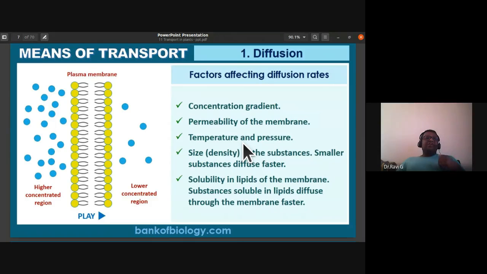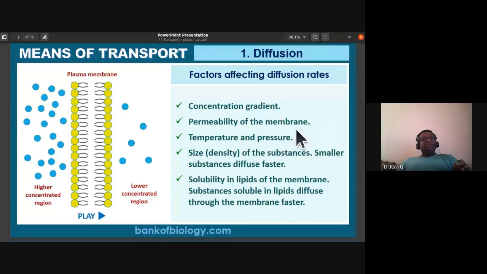Then, factors affecting diffusion rate. What are the factors which can affect the rate of diffusion? Concentration gradient: the greater the concentration gradient, the greater the rate of diffusion, and the lesser the concentration gradient, the lesser the rate of diffusion.